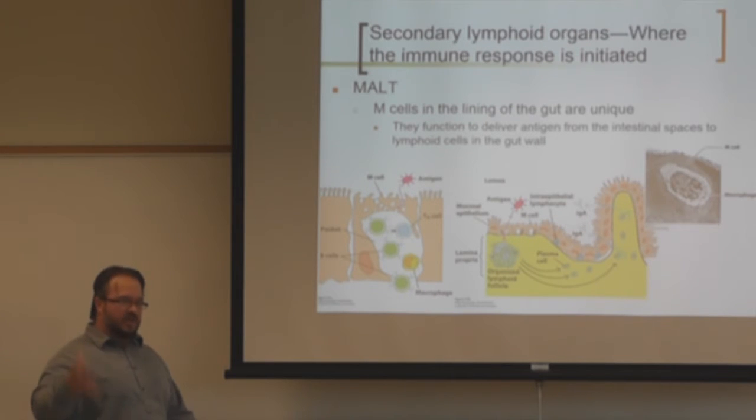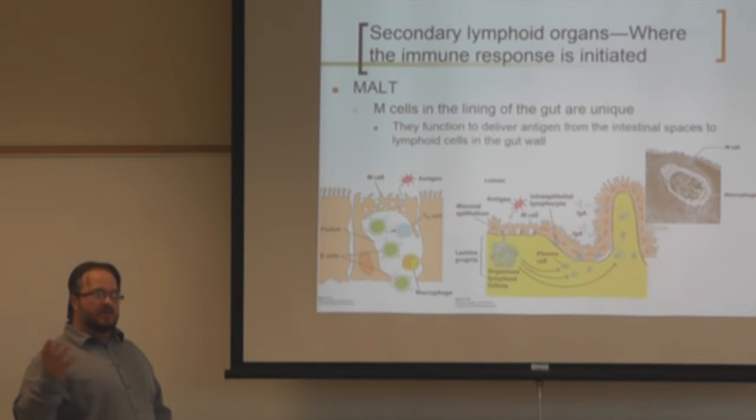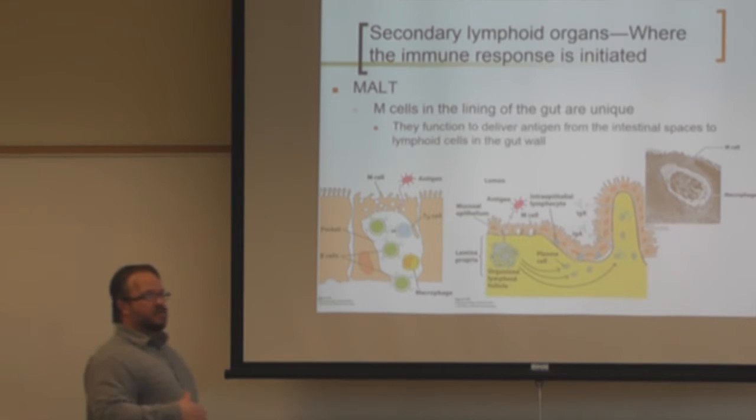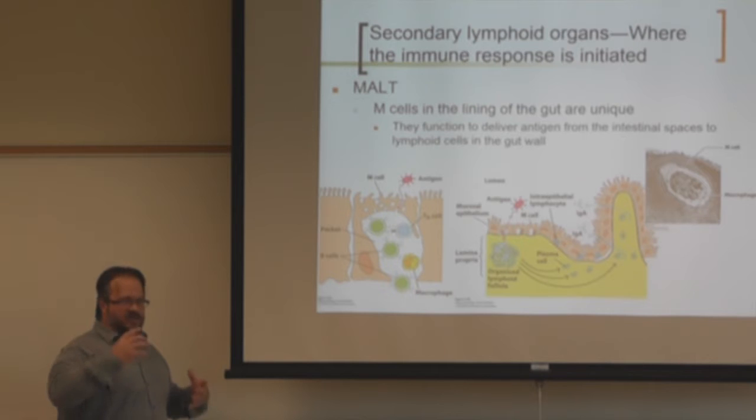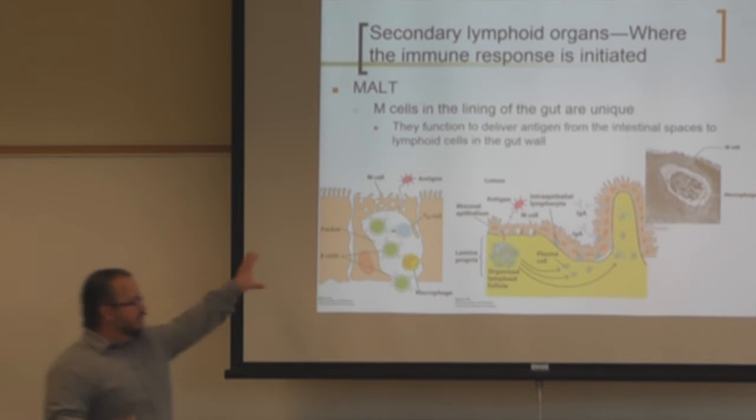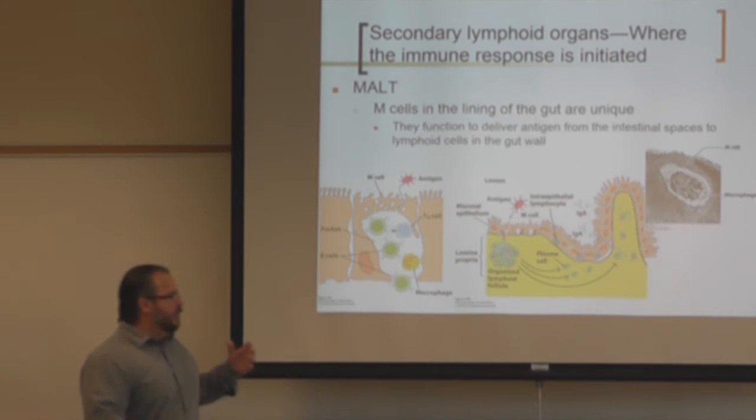So what happens is your appendix is kind of this storage of good bacteria that's going to repopulate your gut with bacteria that your body knows isn't dangerous. And how does it know that bacteria isn't dangerous? And how does it put just good bacteria in the appendix? Well, this is how it puts good bacteria in the appendix.